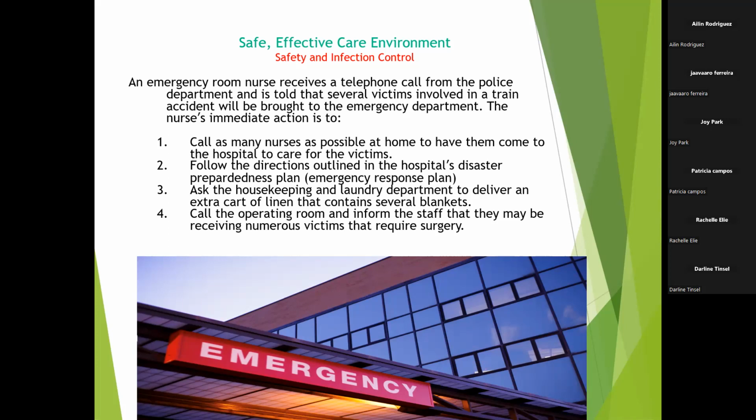An emergency room nurse receives a telephone call from the police department and is told that several victims involved in a train accident will be brought to the emergency department. The nurse's immediate action is to: 1, call as many nurses as possible at home to have them come to the hospital to care for victims. 2, follow the directions outlined in the hospital's disaster preparedness plan, emergency response plan. 3, ask the housekeeping and laundry department to deliver an extra cart of linen that contains several blankets. 4, call the operating room and inform the staff that they may receive numerous victims that require surgery.